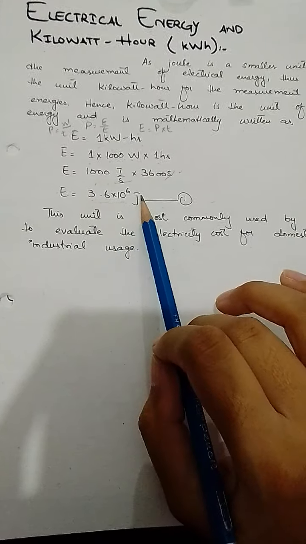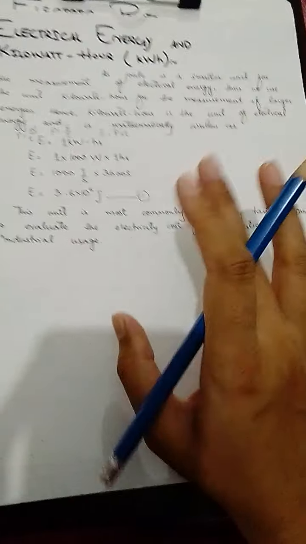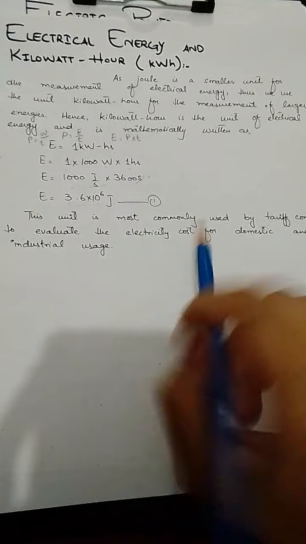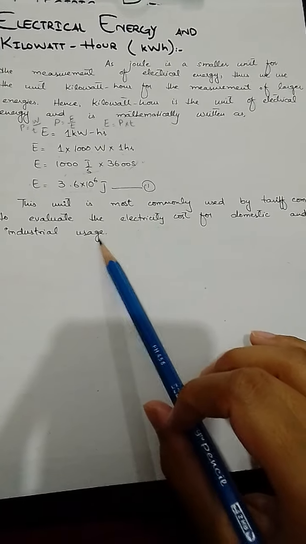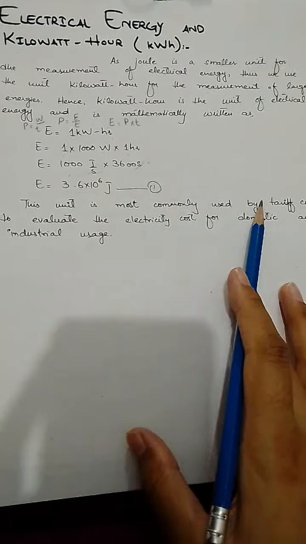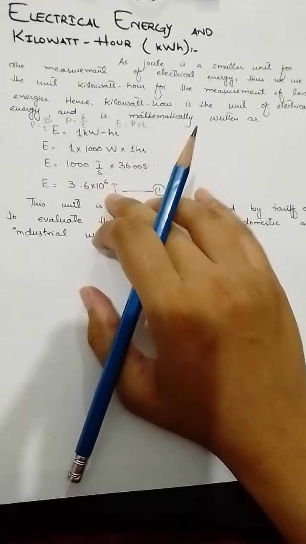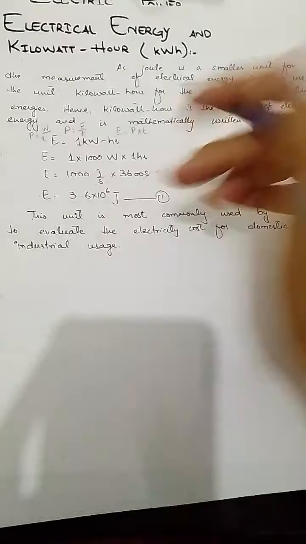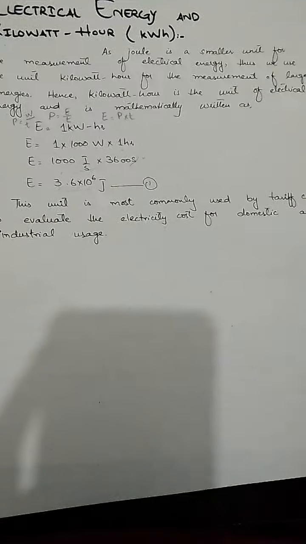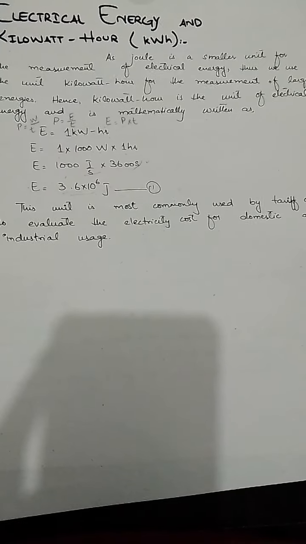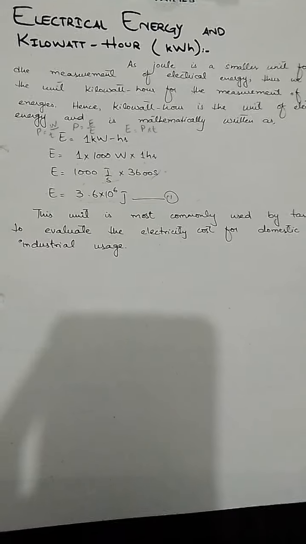This unit is most commonly used by the tariff companies to evaluate the electricity cost for domestic and industrial usage. Your electric bills and power bills are calculated in this unit, because joule is a very small unit, so we have to find some other unit which can be used for industrial purposes, right? Therefore we use kilowatt hour for industrial usage, right?